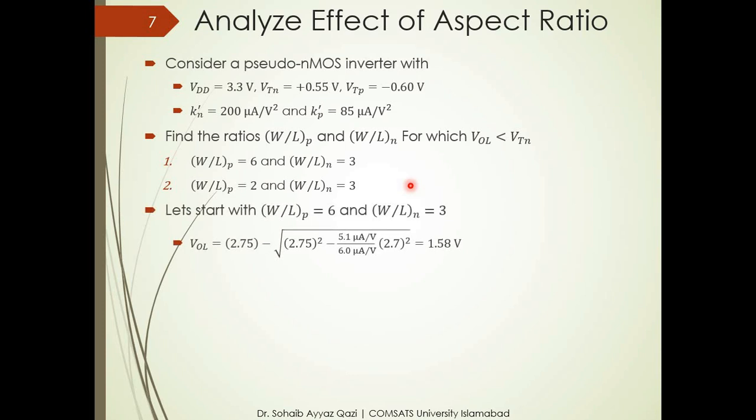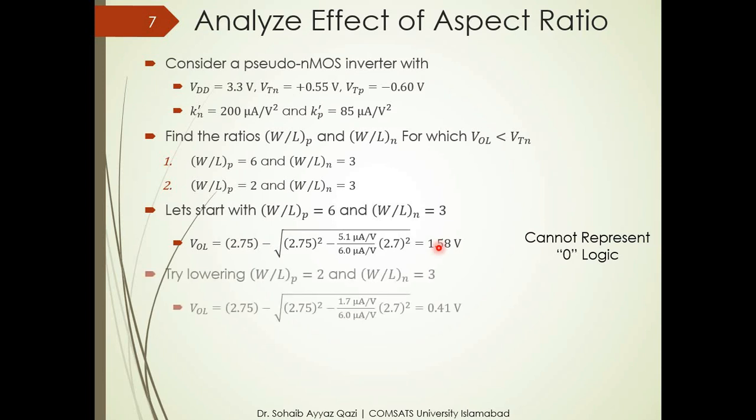Let us solve for the first case here. In this first case, the PMOS aspect ratio is equal to 6 and the nMOS aspect ratio is equal to 3. So if we put all the values we are given into this expression, we will get VOL equal to 1.58 volts. And this cannot be represented by a logic 0 level, because this is not less than VTN. It is 1.58 volts, a very high voltage.